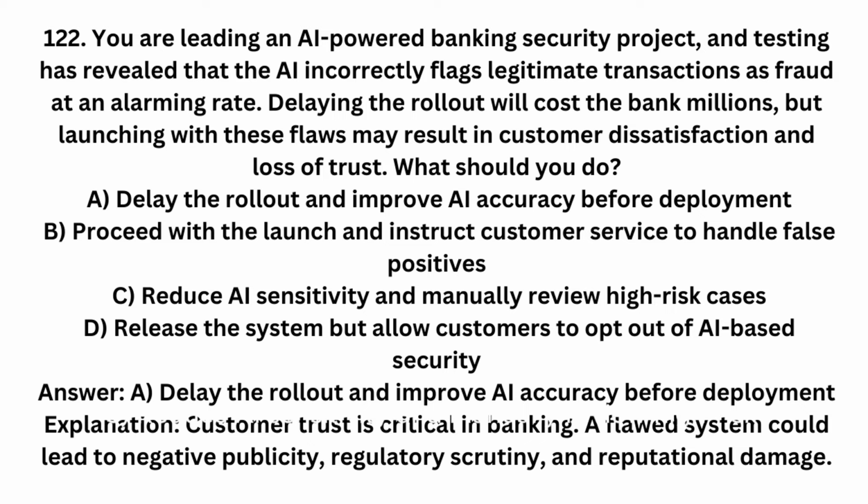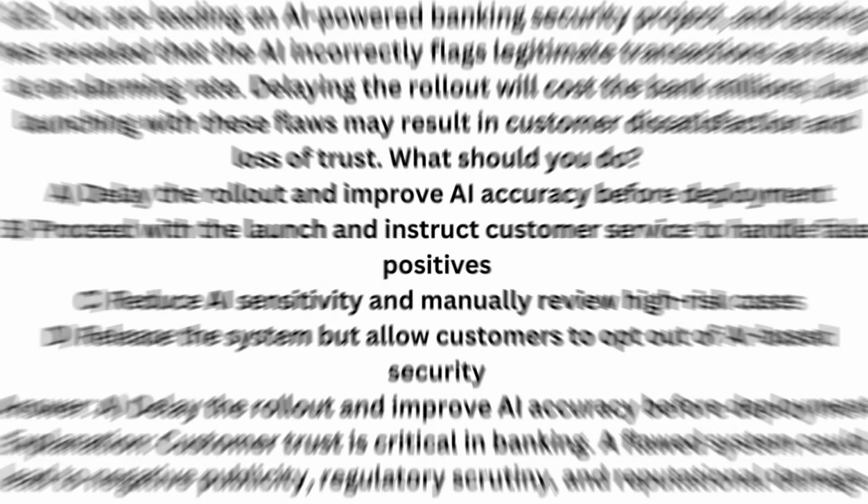Reduce AI sensitivity and manually review high-risk cases. D. Release the system but allow customers to opt out of AI-based security. Answer. Delay the rollout and improve AI accuracy before deployment. Explanation. Customer trust is critical in banking. A flawed system could lead to negative publicity, regulatory scrutiny, and reputational damage.